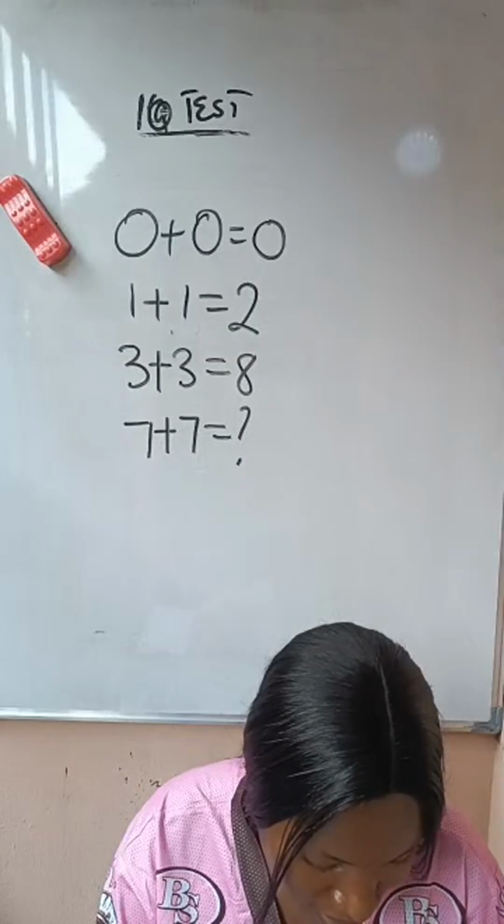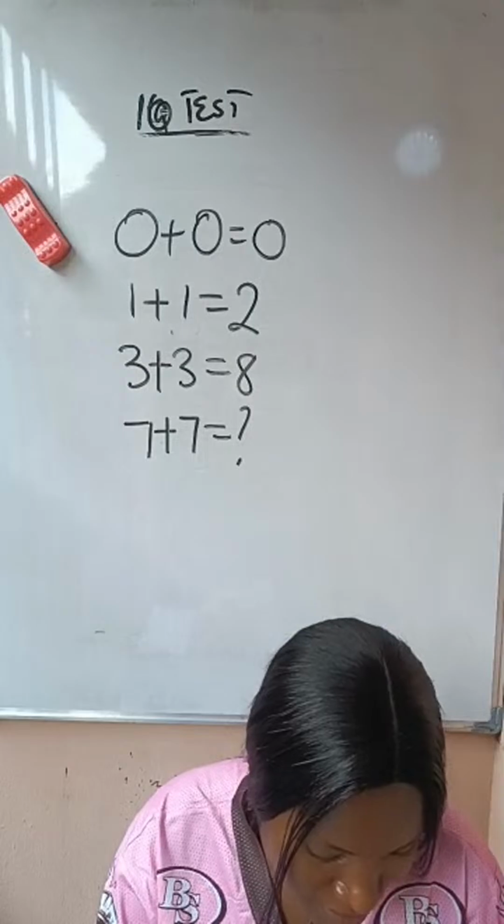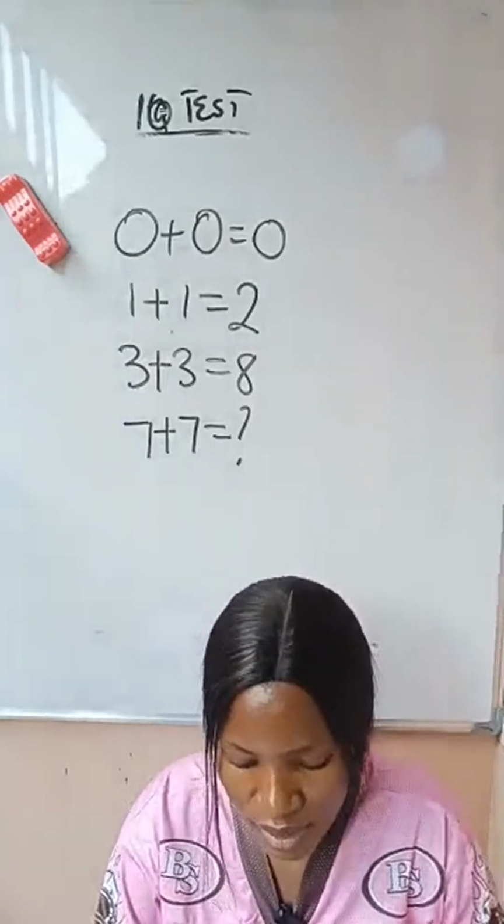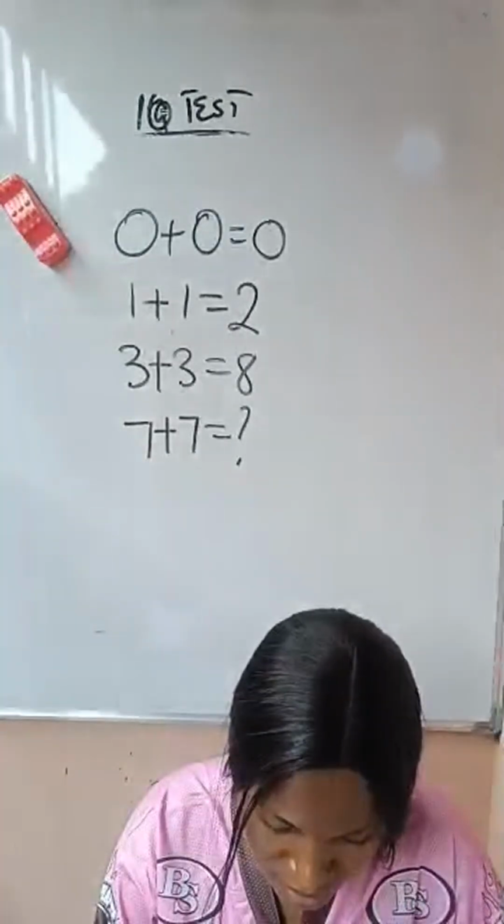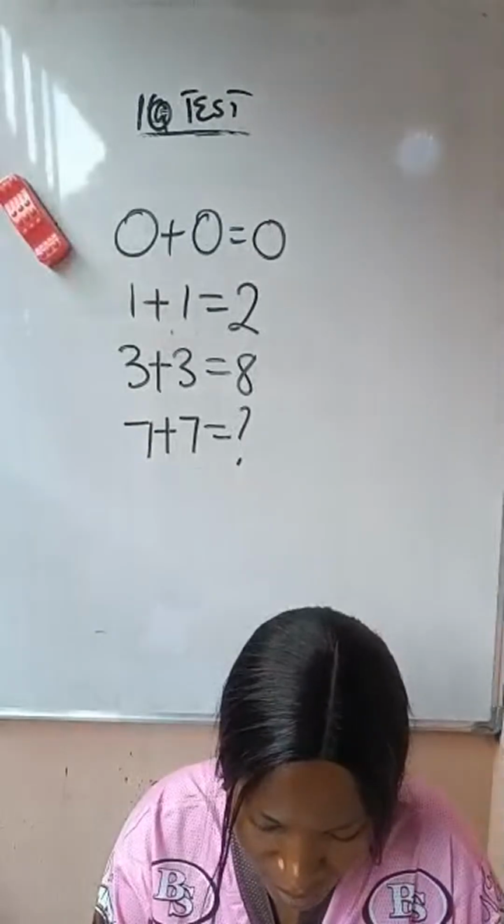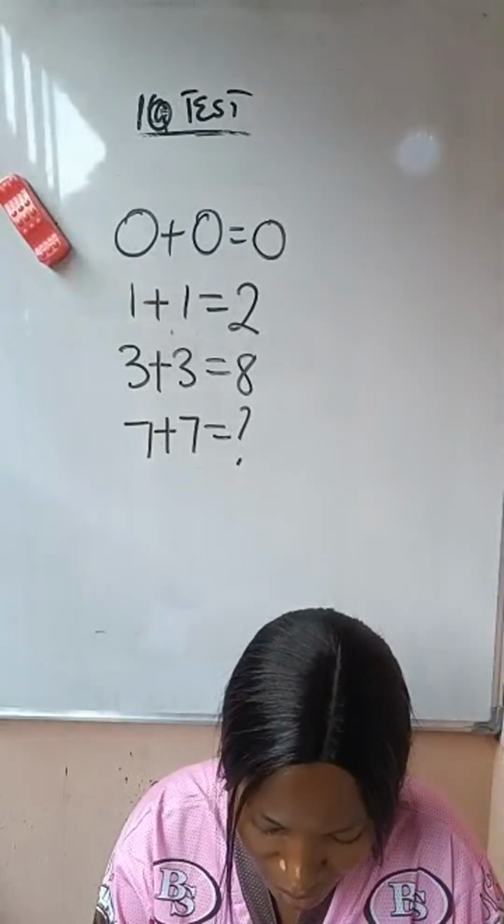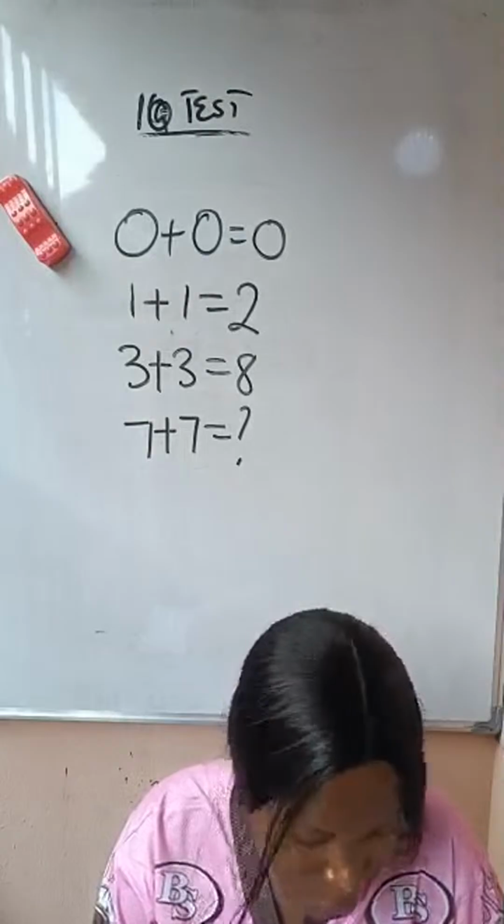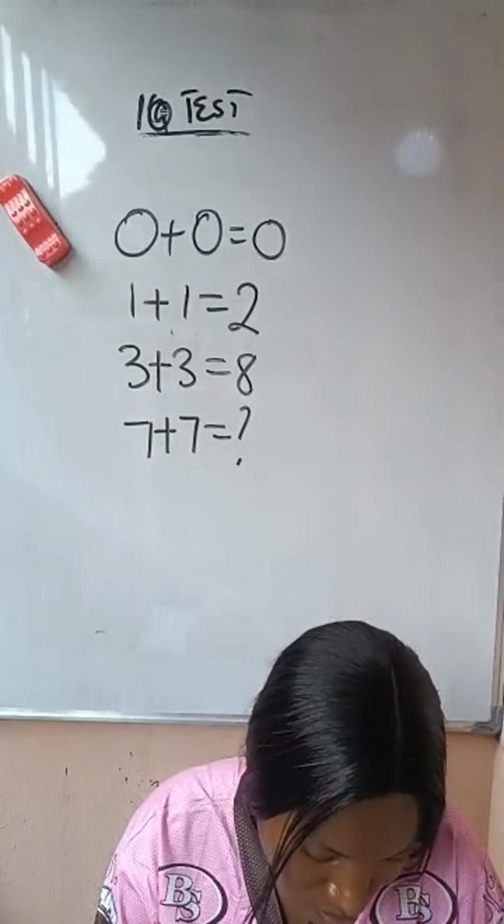Someone is saying, I don't see the pattern. You need to look at it. The pattern is very clear. The pattern is there. That's why you need to be a critical thinker, and that is why it's an IQ test.